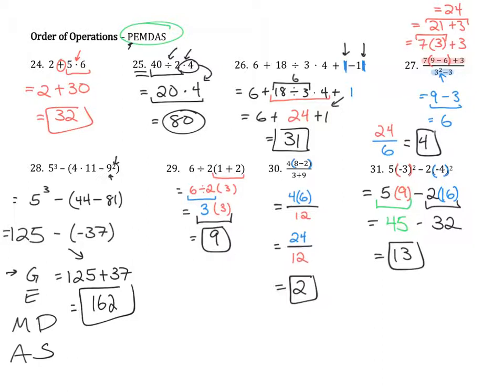We can take care of all of the multiplications then. 5 times 9 is 45, 2 times 16 is 32. The minus sign, we haven't done any addition or subtraction yet, so it's still in between the 45 and the 32. 45 minus 32 is then 13.